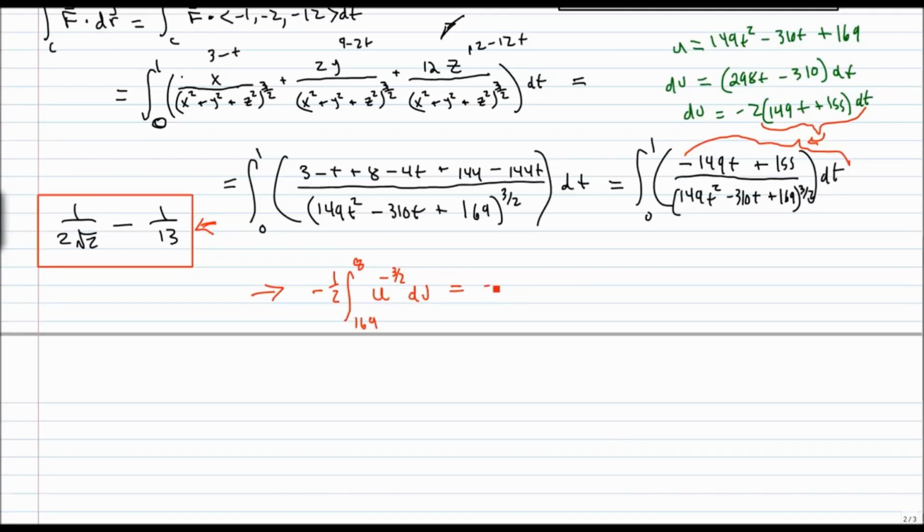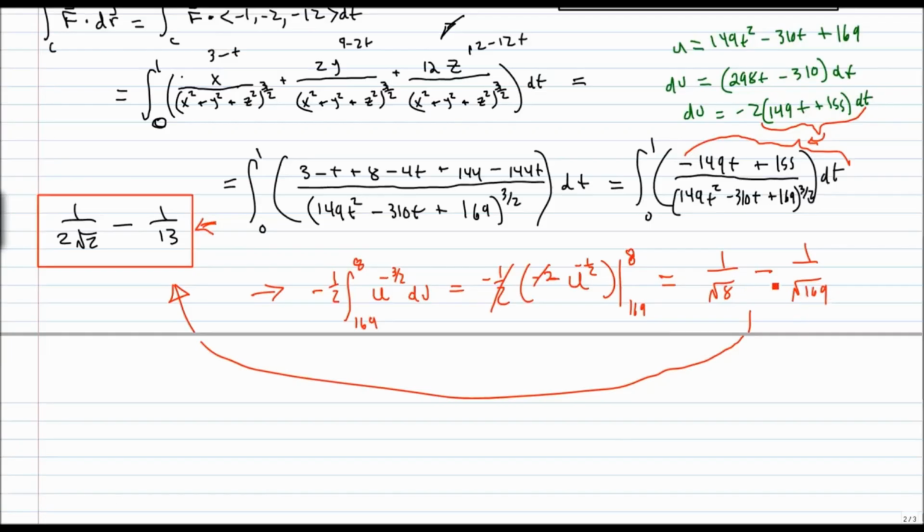So when I integrate this and evaluate it at the two ends, you can see that these two guys cancel out, and I have 1 over root 8, take away 1 over root 169, which we said equals that guy right there. You can simplify this to turn it into that.